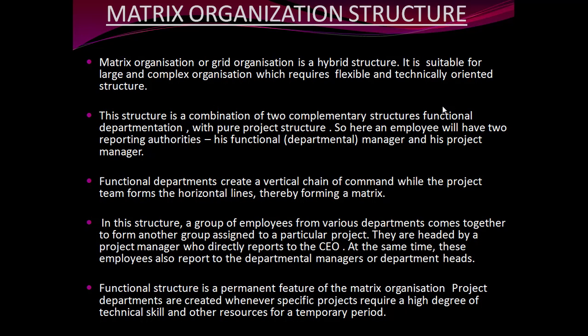So here there is a combination of two complementary structures. One is the functional department and the other is the pure project structure. Here an employee will have two reporting authorities, the functional departmental manager and the project manager. So here we see the difference between the project organizational structure and the matrix organizational structure. In project organizational structure, there was only one reporting manager for the employees. However, in matrix organizational structure, there are two reporting authorities.